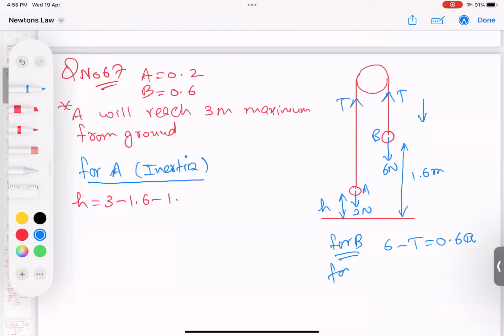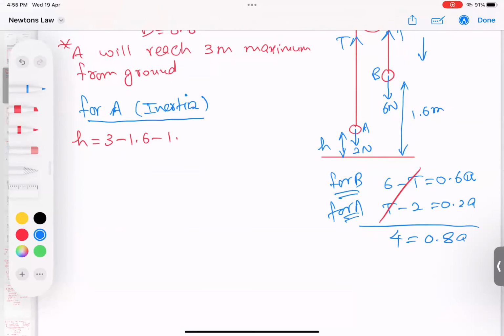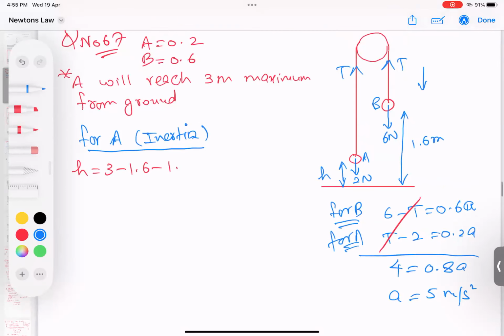And for A, I can make an equation: tension minus 2 equals MA. Now I think I'm getting close to my answer. There's 0.8 A. 0.8 will divide, and as 0.8 will divide, A is 4 divided by 0.8, which is 5 meters per second squared. So it means the acceleration coming here is 5 meters per second squared.